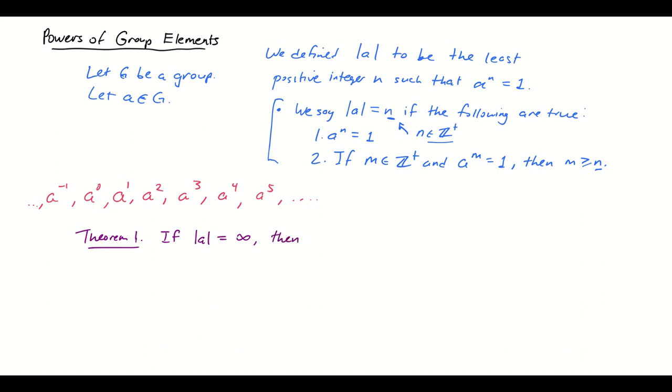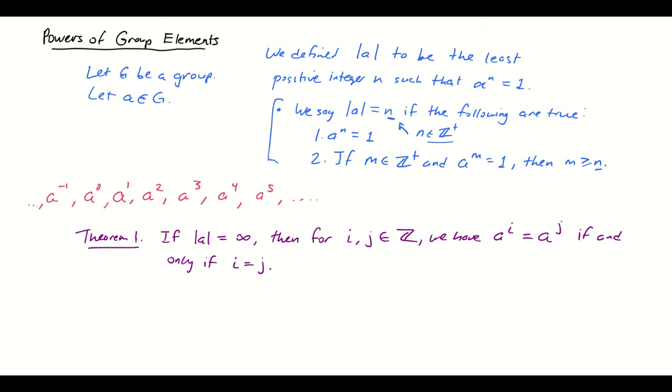Well, in that case, for i and j integers, and these can be any integers, positive or negative, we have a to the i equals a to the j if and only if i equals j exactly. So in other words, what we're saying is if A has infinite order, then if you look at this list here, the one that I wrote down just a minute ago, what this theorem is saying is really just that all of the elements in this list are different. Every entry in this list is a different group element.